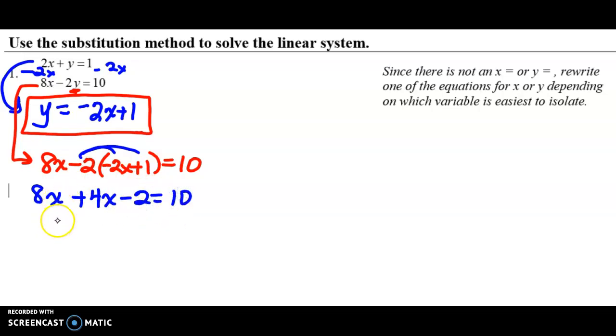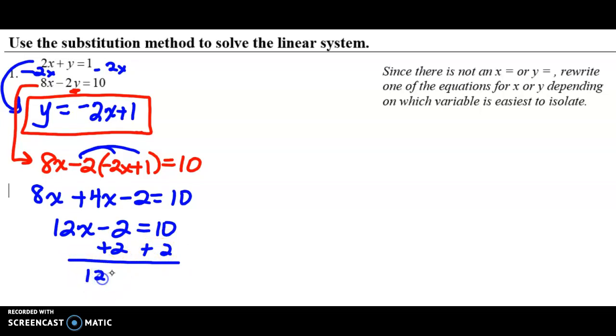We're going to combine like terms here. We're going to add 2. So you get 12x equals 12, which means x has to be 1.